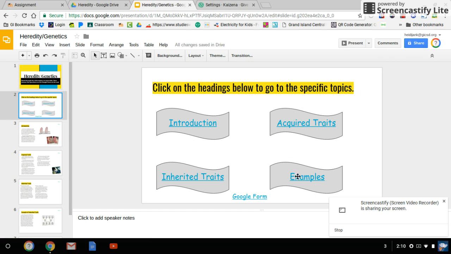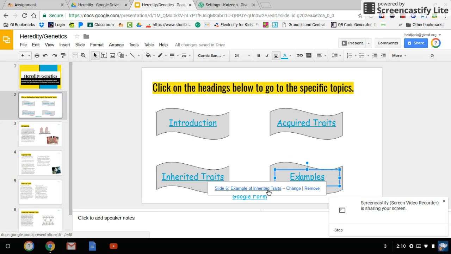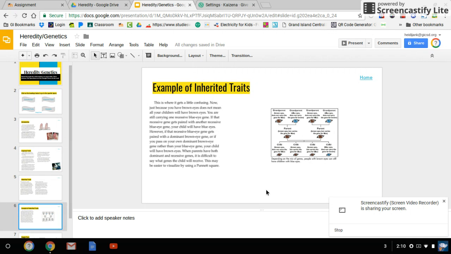And let's head to our last one, some examples of some of these inherited traits. This is where it gets a little confusing. Now, just because you have brown eyes does not mean all your children will have brown eyes. You are still carrying one recessive blue eye gene. If that recessive gene gets paired with another recessive blue eye gene, your child will have blue eyes. However, if that recessive blue eye gene gets paired with a dominant brown eye gene, or if you pass on your own dominant brown eye gene rather than your blue eye gene, your child will have brown eyes.